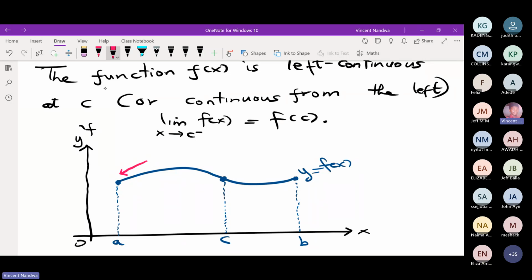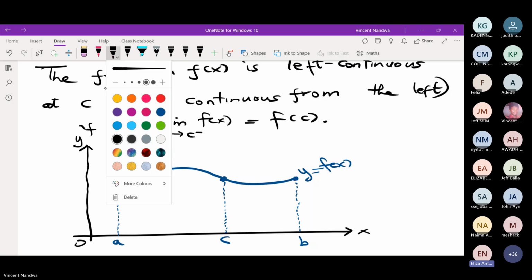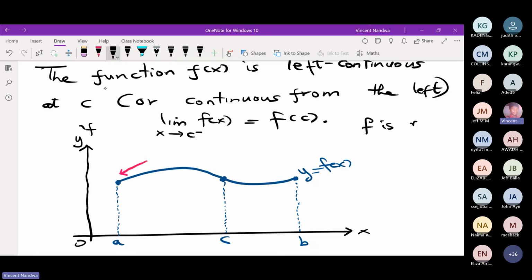So we say f is right continuous at x equals A. And then at this point C, you see that if you approach the curve from the left-hand side at point C, you also have the same value as you approach the same point from the right-hand side on the curve.